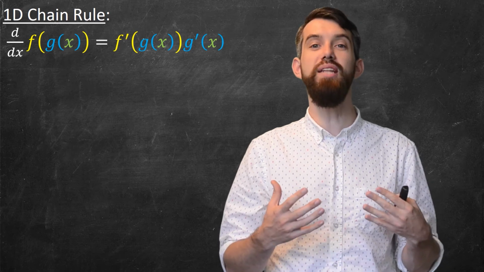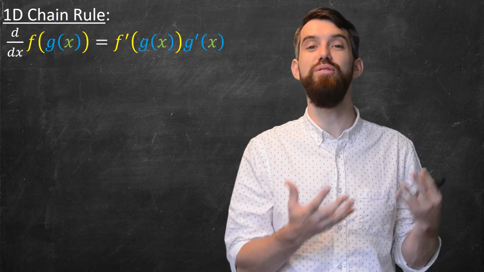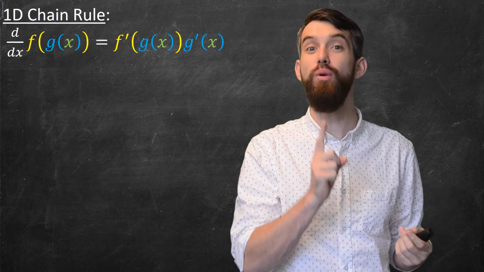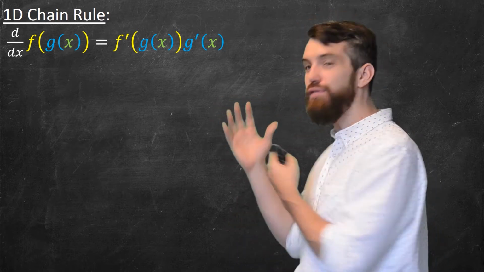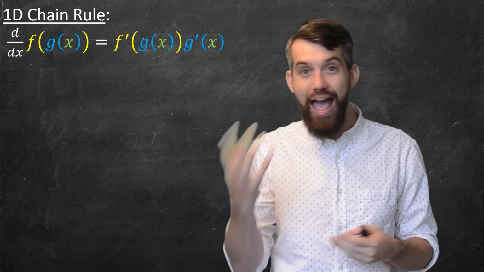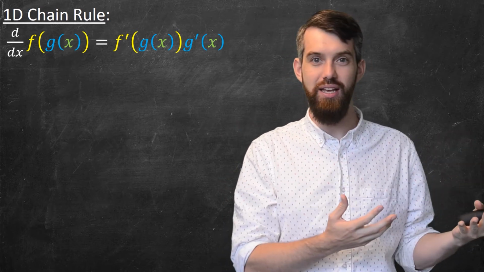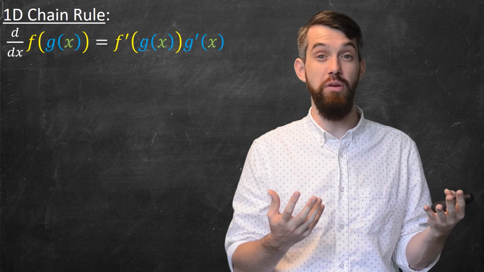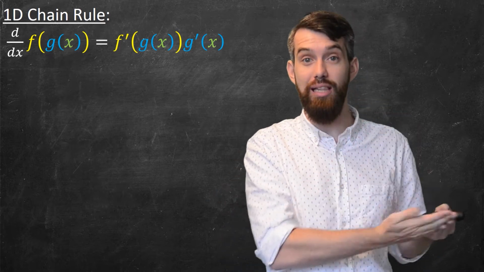In this video, we're going to study the chain rule in a higher number of dimensions. But first, I want to look back at the chain rule just for single variable functions. That is, I imagine a composition f of g of x, and both of those functions, f and g, have a single input and a single output.